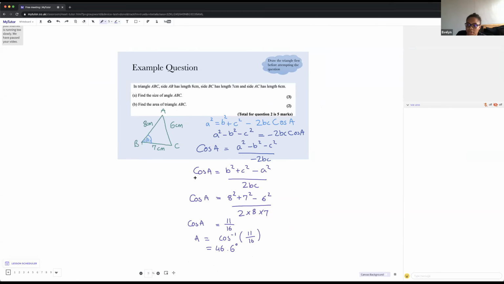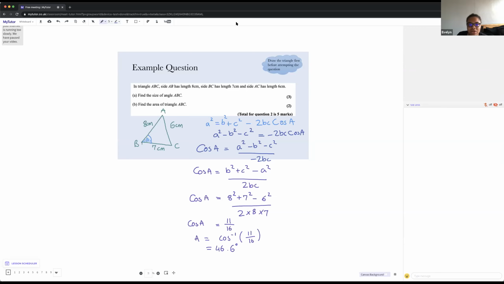Someone asked, are we allowed a compass and a protractor and a ruler for this question? No, because they will want you to work it out using the cosine rule. And even if you did use a compass and a protractor and a ruler, you might not get an accurate answer for your angle, because it's harder to construct triangles without the angle first, only using the lengths. So always make sure that you use the cosine rule.